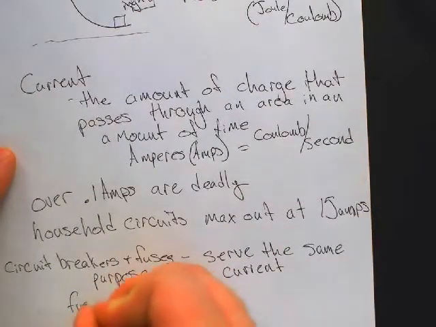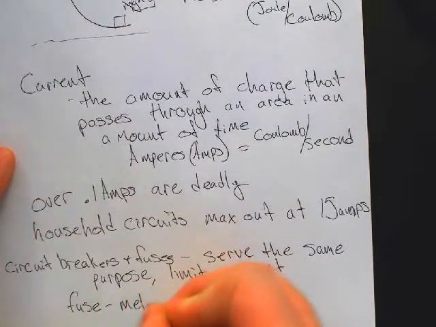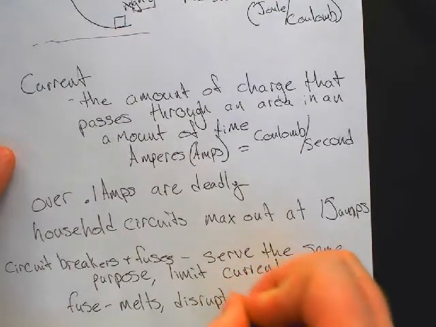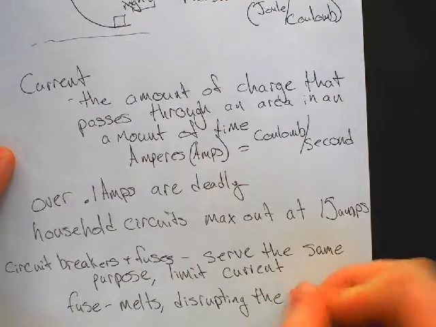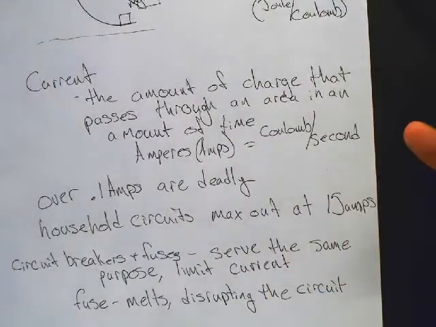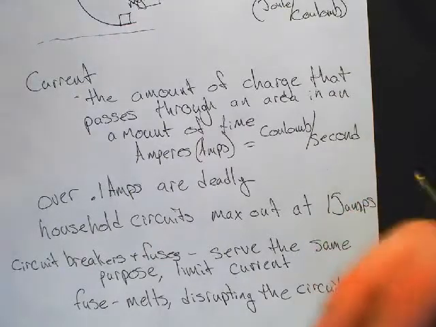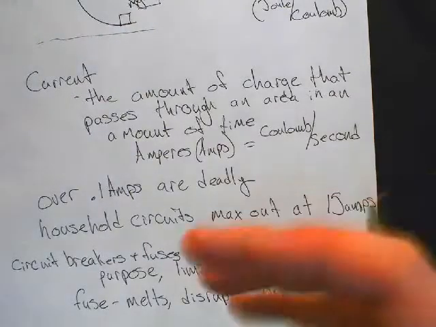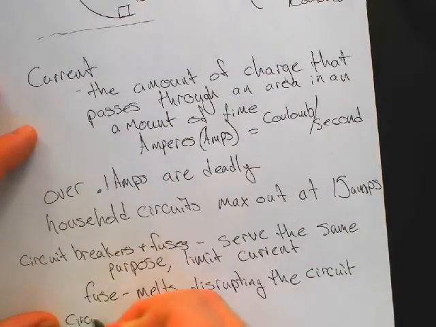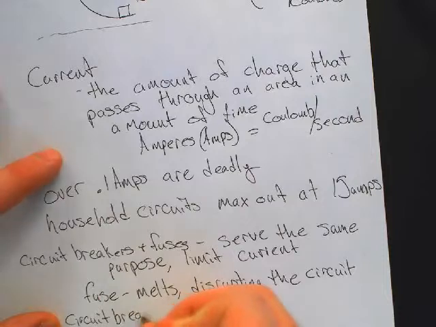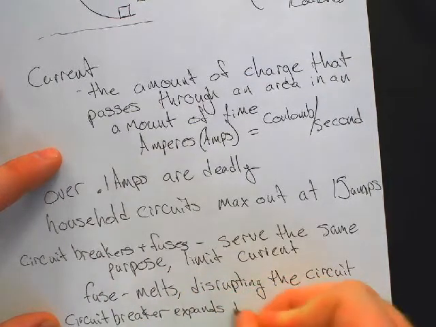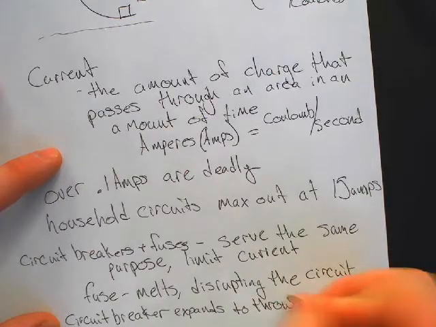So a fuse melts, disrupting the circuit. A circuit breaker expands with the heat. And when it expands, it effectively throws a switch, which then does the same thing, opens the circuit.